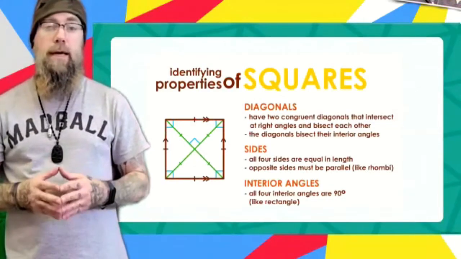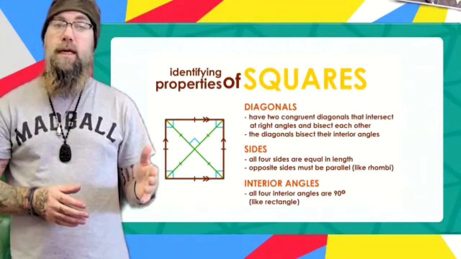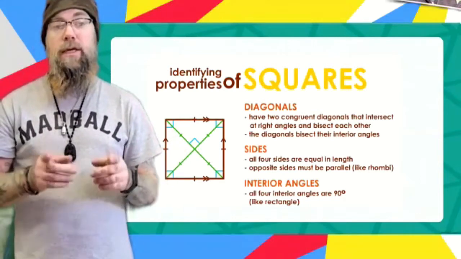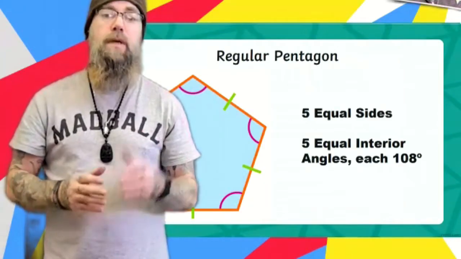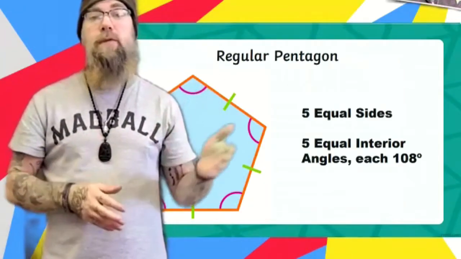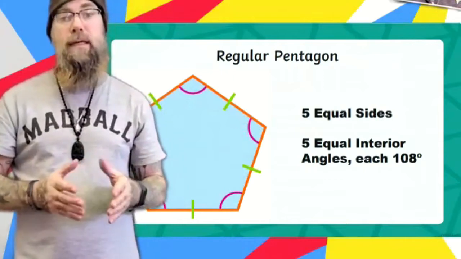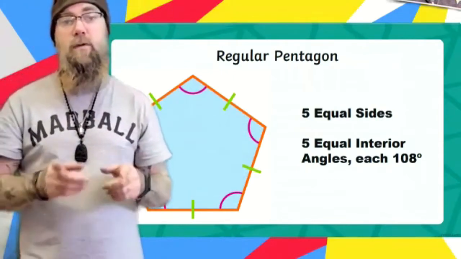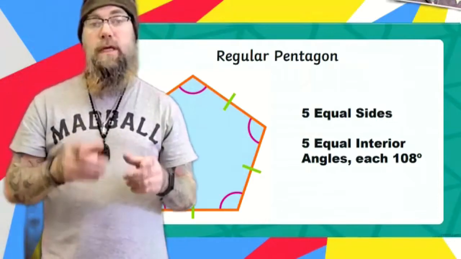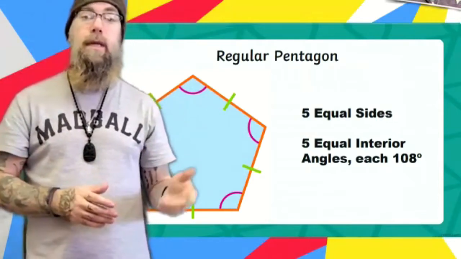A square is an equilateral shape. It has 4 equal sides and 4 equal angles. Each of these angles equal 90 degrees. Another term for equilateral shape is regular. So in this case, we have a regular or equilateral pentagon. This has 5 sides, all of them equal, and 5 equal angles on the inside. Each of the interior angles measures 108 degrees.